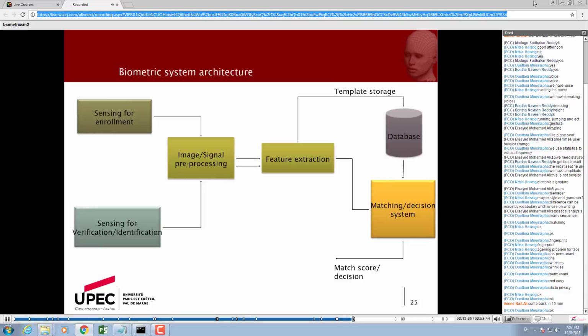Now, look at this scheme. This is a generic scheme, and we always use a scheme like this. If you understand each part of this block diagram, you will understand everything. We can notice you have two parts in this scheme. We can separate like this. You have the first phase called enrollment. What is enrollment?